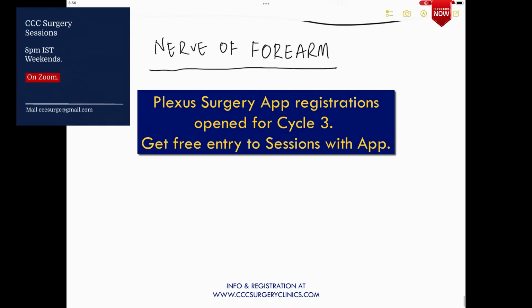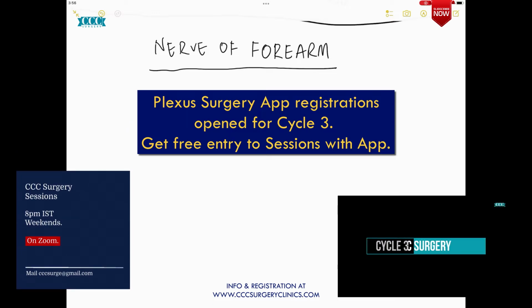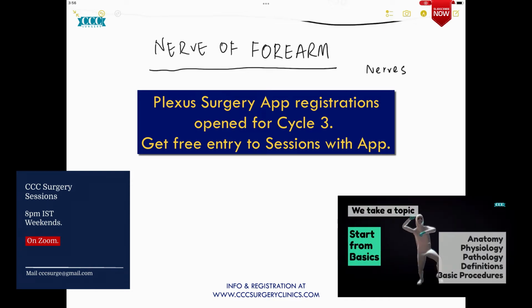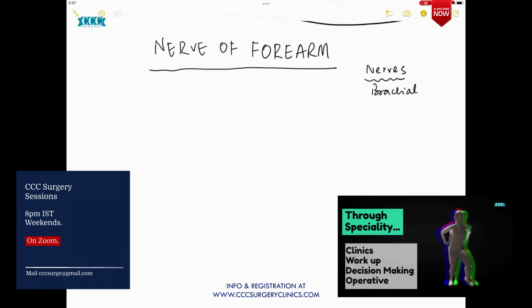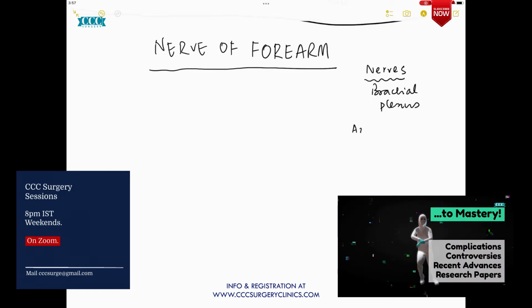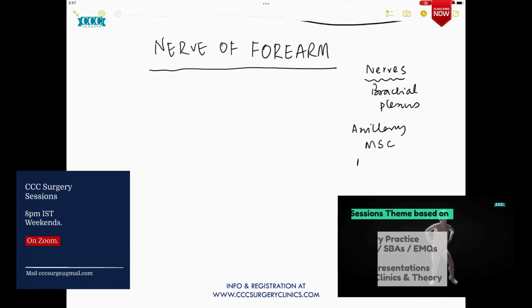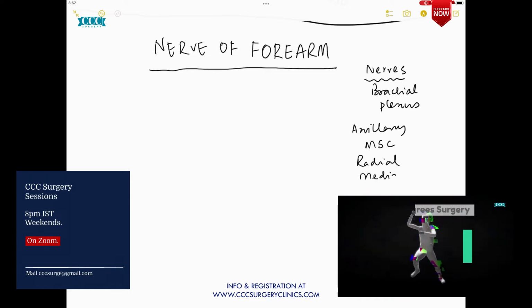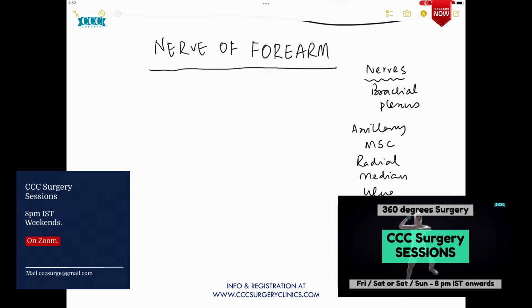Today we are going to discuss a brief overview of the anatomical concepts about the nerves of the forearm. When you talk about the nerves of the arm, they are derived from the brachial plexus, and for all practical considerations, we can divide them into the axillary nerve, the musculocutaneous nerve, the radial nerve, the median nerve, and finally the ulnar nerve.